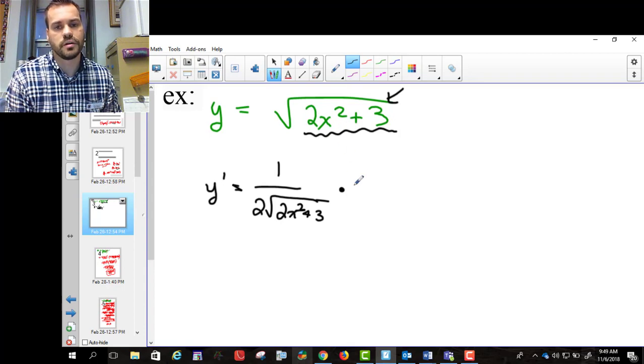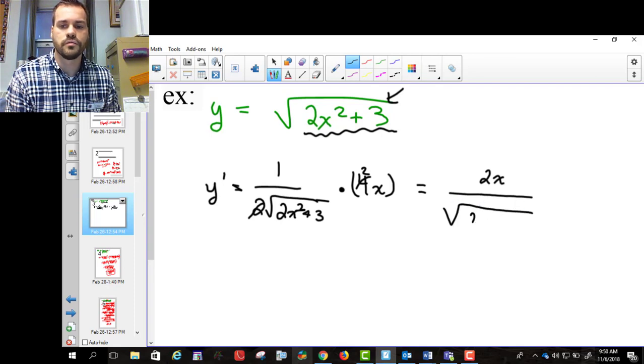The derivative of 2x squared is 4x, and the derivative of 3 is 0. So you get that, and then that simplifies. If you cancel those, make that a 2. You can write it as 2x over the square root of 2x squared plus 3. Okay, so there's my derivative. That's the answer.